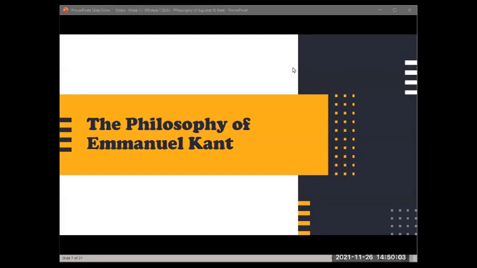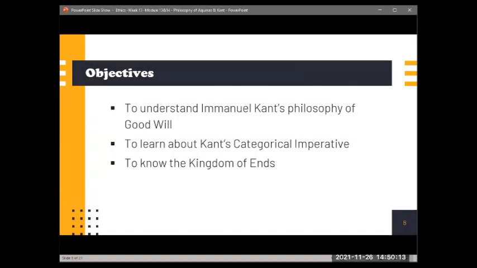All right, class, so we're now in week 14 and our topic for today is module 14, the philosophy of Immanuel Kant. Now, this is our set of objectives for today. First is to understand Immanuel Kant's philosophy of goodwill. The second is to learn about Kant's categorical imperative. And the third one is to know the kingdom of ends.